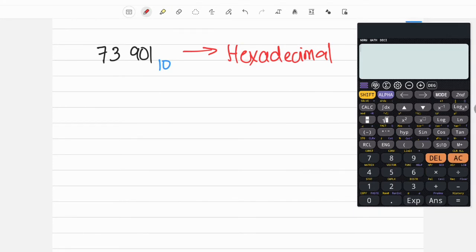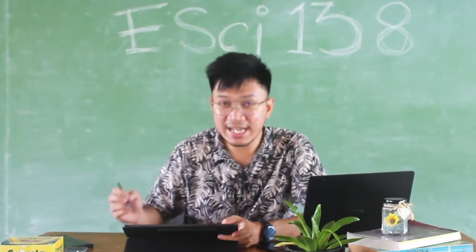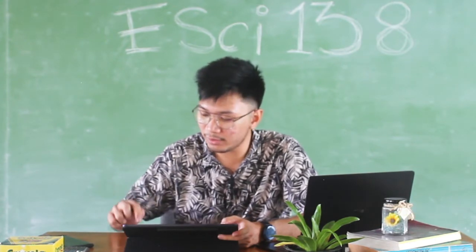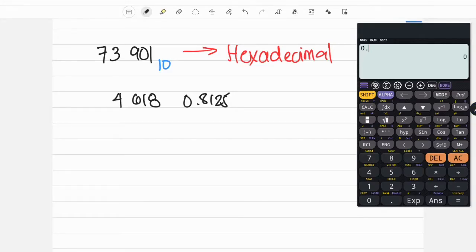The same, but now we divide by 16. So 73,901 divided by 16 is 4,618, and we have a decimal of 0.8125. Like in octal where we multiplied by 8, now we multiply by 16. 0.8125 multiplied by 16, and we have a remainder of 13.